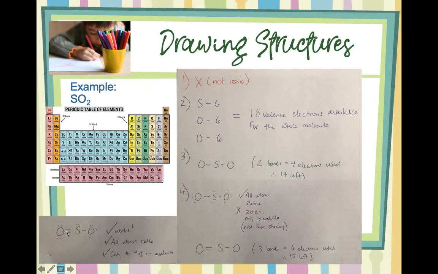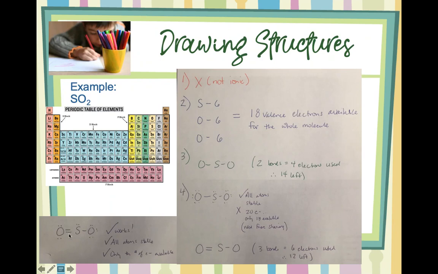This oxygen has a double bond and 2 lone pairs, so that's 8. The sulfur has 3 total bonds and then a lone pair, so that's 8. And this oxygen has 3 lone pairs and 1 bond, that's 8 valence electrons. Okay, so all the atoms are stable. Let's check to make sure we only use the electrons available: 2, 4, 6, 8, 10, 12, 14, 16, 18. Yep, that's what was available. Because there were fewer electrons available than in that previous example, I had to do some creative sharing.